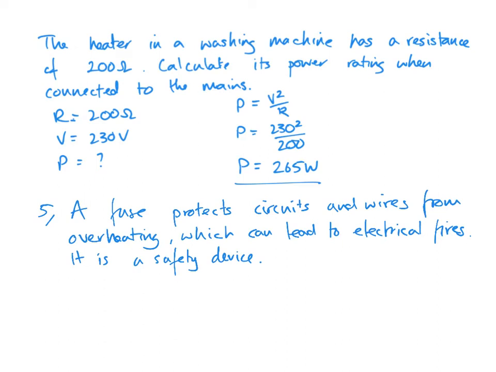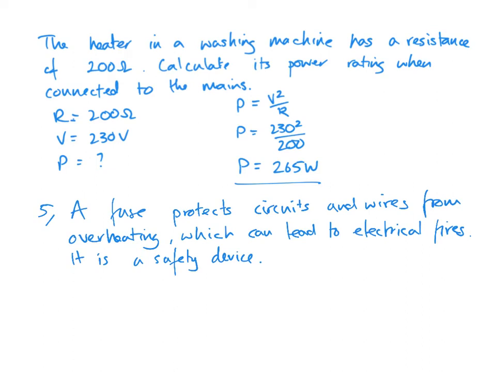Older ones, they literally did just melt when the current got too large, and so you had a gap in the circuit. Newer ones use electromagnets, for instance. When the current gets large enough, it kind of opens a switch in a circuit, and they're known as circuit breakers rather than fuses, but it's the same sort of idea.